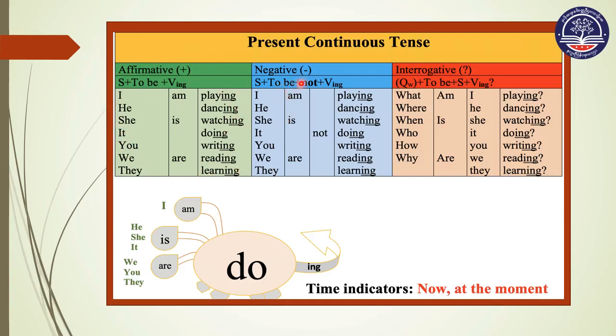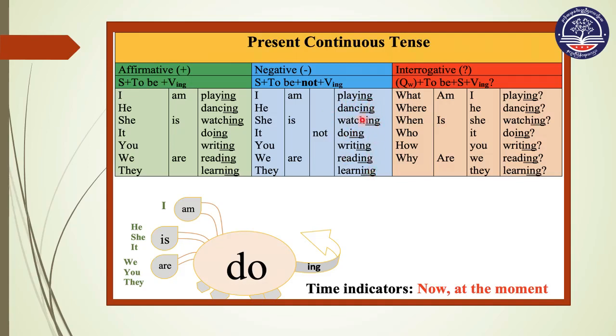Now let's look at the negative forms. So over here, the first column is the same: I, he, she, it, you, we, and they. And the verb to be is all the same: am, is, and are, right? But you add the word not because it's a negative. And over here, the last column is the same as the affirmative. You have the base verb and then you add ing.